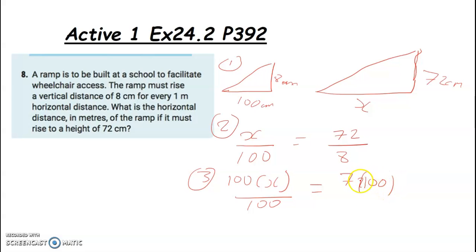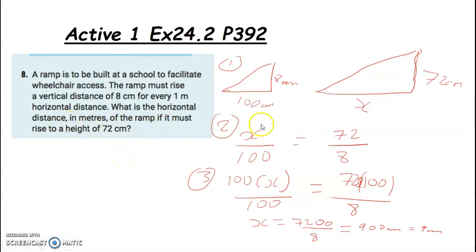So x divided by 100 multiplied by 100 is equal to 72 multiplied by 100, divided by 8. So x is going to be equal to 7,200 divided by 8, which is equal to 900 centimeters, which is equal to 9 meters. So the horizontal distance in meters should be 9.